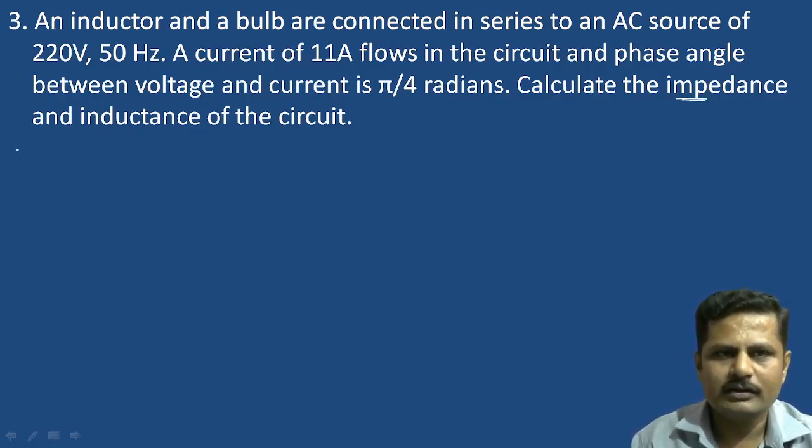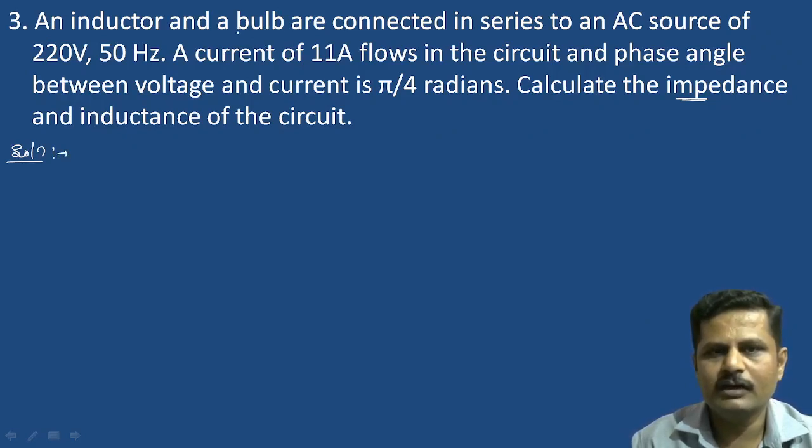Here we have an inductor and a bulb, and the bulb offers a resistance. So it has a certain resistance, and we can consider it as a resistor. An inductor and a resistor are connected in series to an AC source, with V RMS equal to 220 volt and frequency 50 hertz.